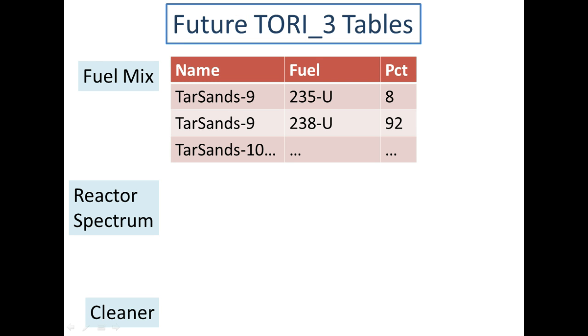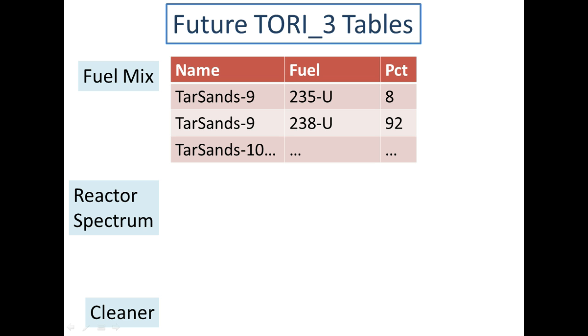Before loading the data into these tables, let's look at the user input tables. The user will select the fuel mix and reactor characteristics before each simulation run. These choices will be saved in their own tables by name. The 9th tar sands test run has 8% enriched uranium for fuel and 92% 238 uranium for non-proliferation purposes. The 238 uranium will fission if hit by a fast neutron, so for some reactors it is fuel.